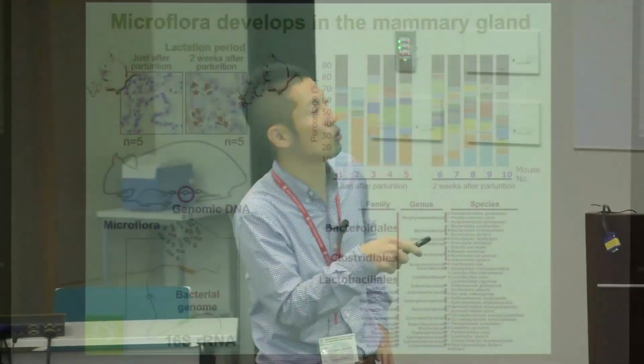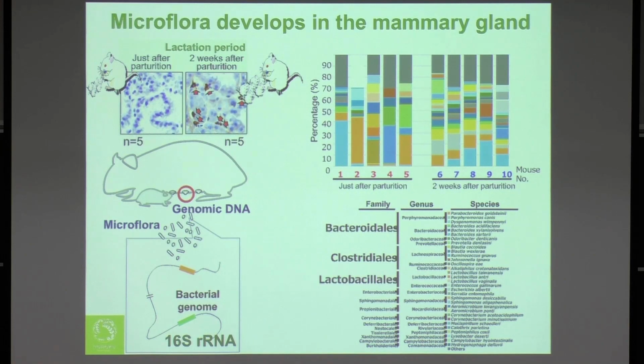Then we did a metagenomic analysis using new generation sequencers and identified that if you take the DNA just after parturition, or 2 weeks after parturition, and then perform this kind of analysis, you have very developed microflora in the mammary gland, which consists of a large number of species of microorganisms. And mostly Bacteroides, Clostridium, and Lactobacillus are present, all of which are well-known intestinal microflora. So this suggests that the mammary gland has an immune system, and also the mammary gland has microflora during lactation.